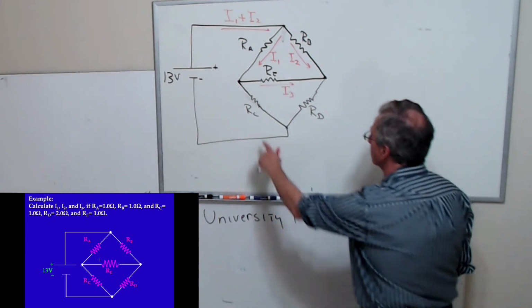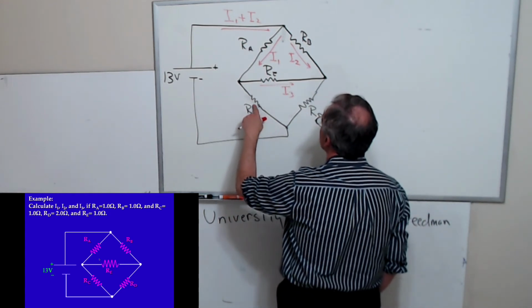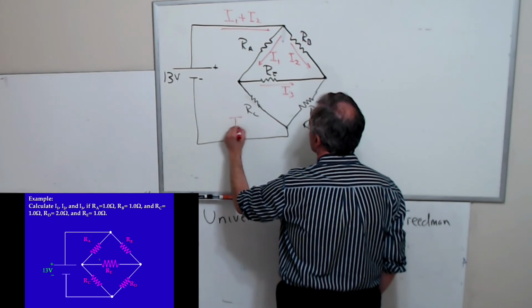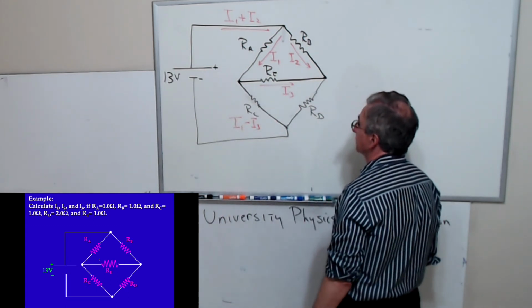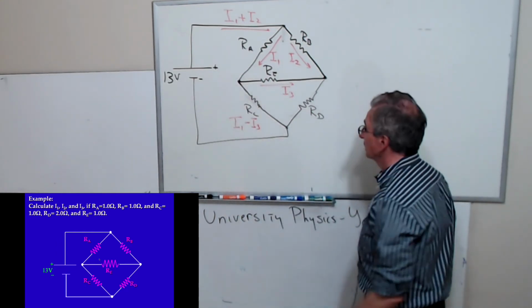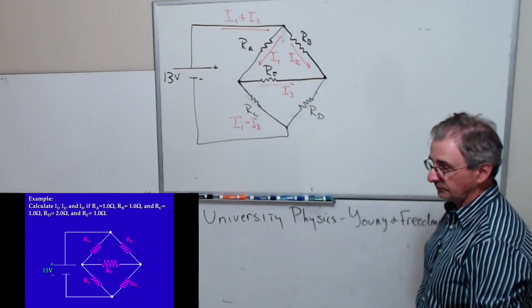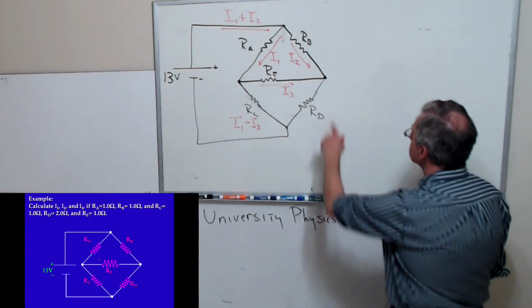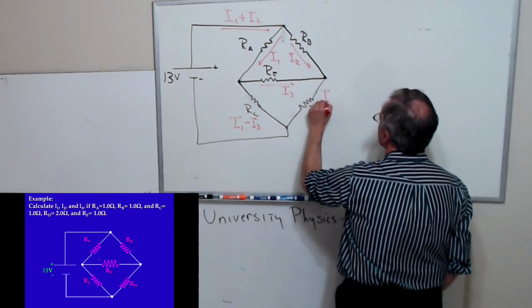So what's this current going to be? What's the current through here going to be? Well, it's going to be I1 minus I3, because this is going to be this plus this guy. If I sum these two, I get I1. Then what about this current? What's this current going to be? Oh, this is just going to be I2 plus I3.